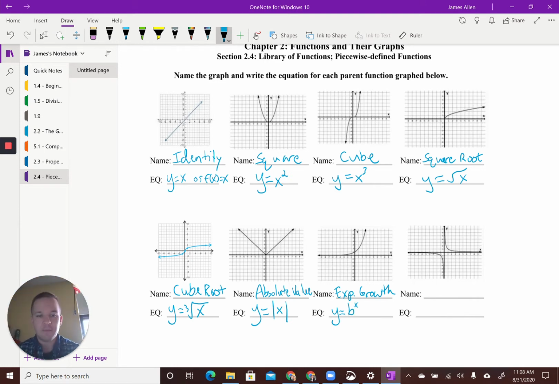And that is when b is greater than, not 0, 1. All right, so when that base is larger than 1, we have a growth function. Excellent. Okay, and the last one, that is our reciprocal function, and that would be y equals 1 over x. Woo! It's quite the library there, I'll tell you what.